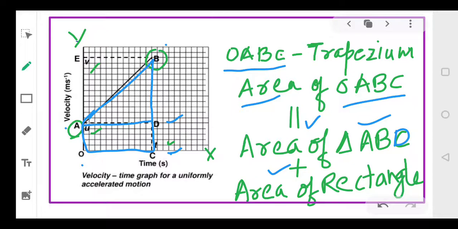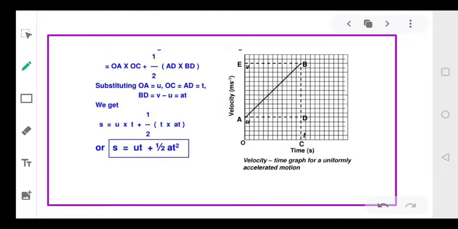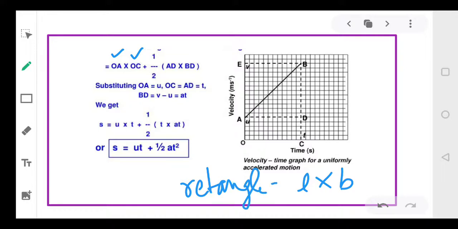Right. चलिए आगे चलते हैं फिर. Now we can say that the area of trapezium is equal to OA into OC. That is your area of rectangle. So area of rectangle is L into B, isn't it? आपका area of rectangle क्या होता है? L into B. ठीक है, L into B. So this is your L and this is your B. This is your rectangle, isn't it, students? So L into B is OA into OC.